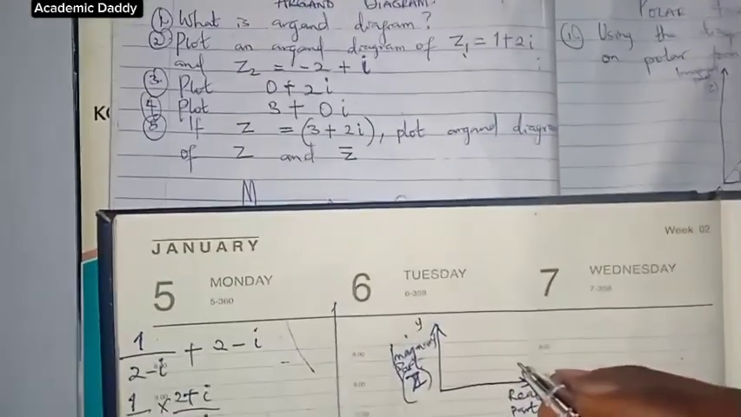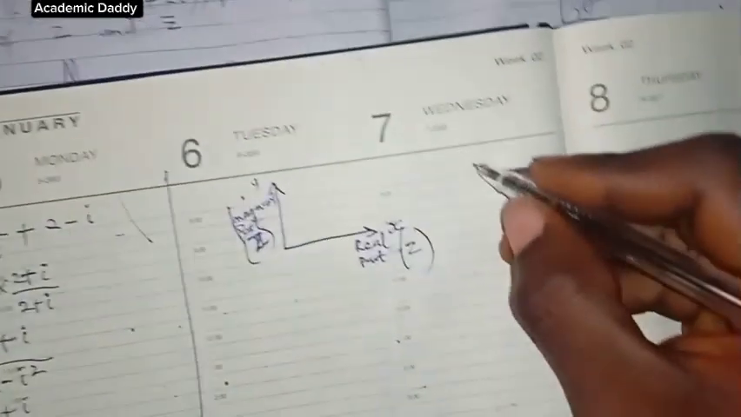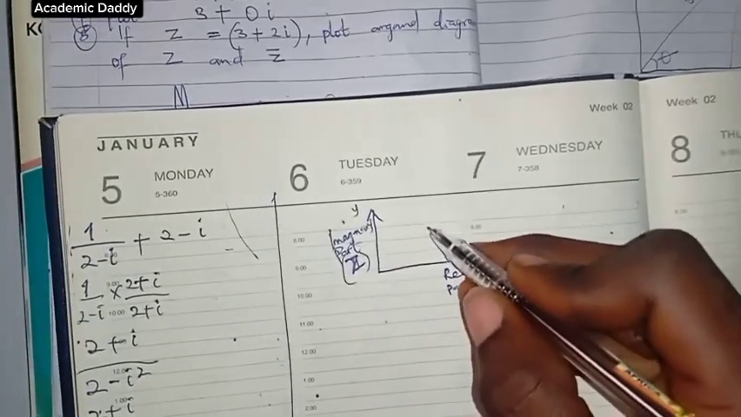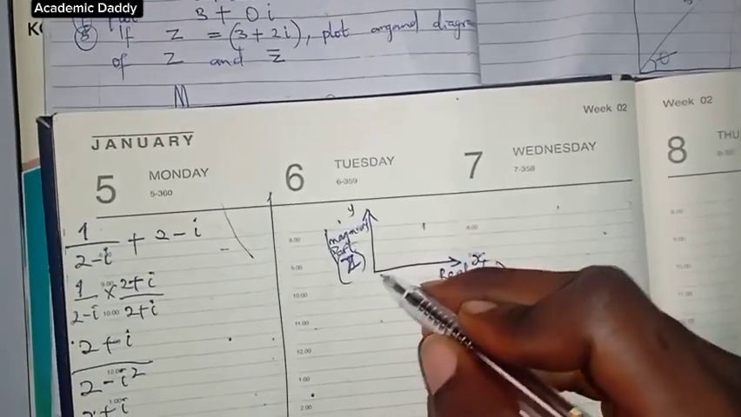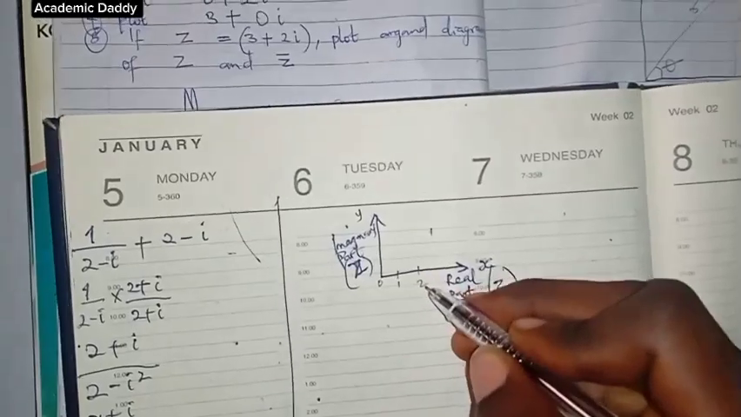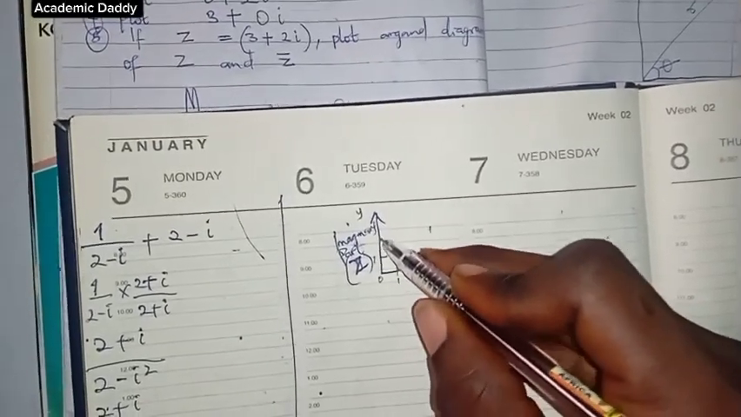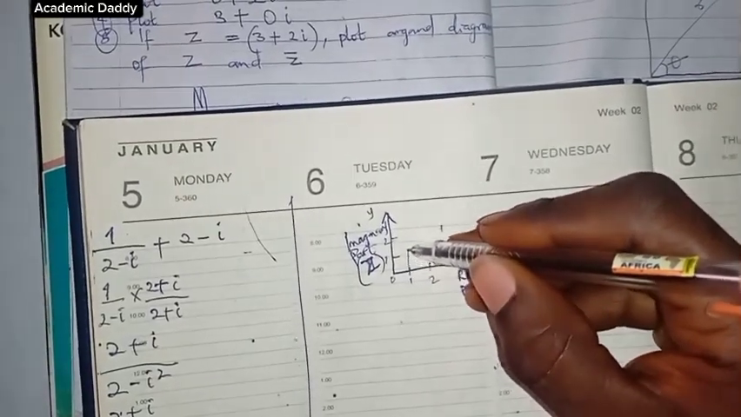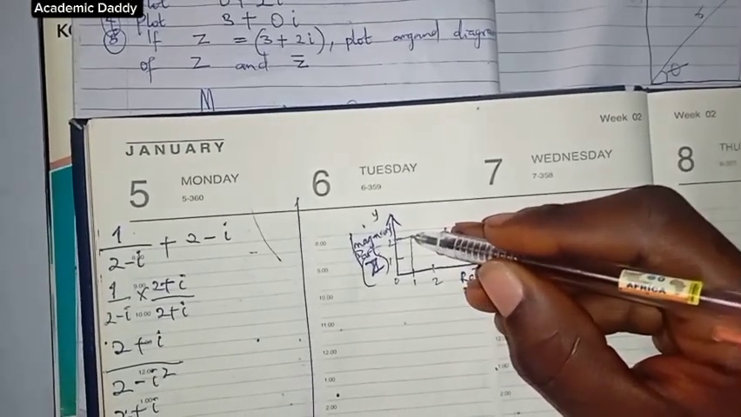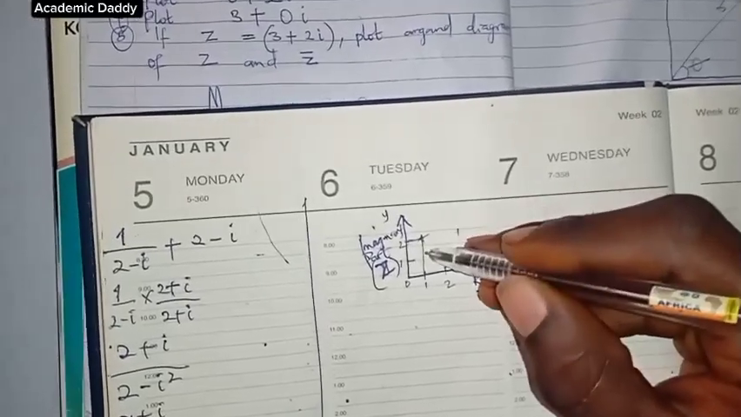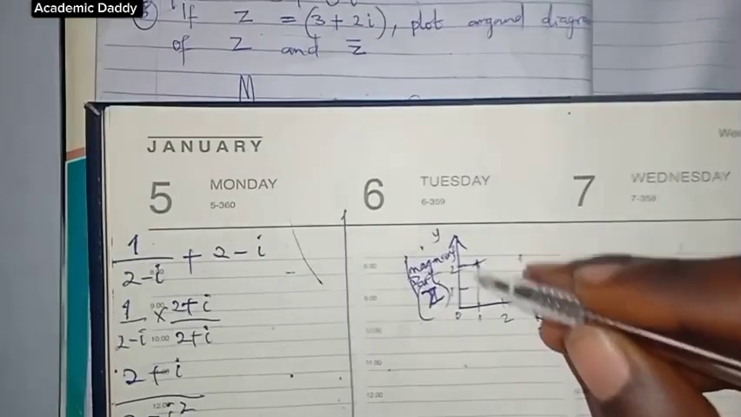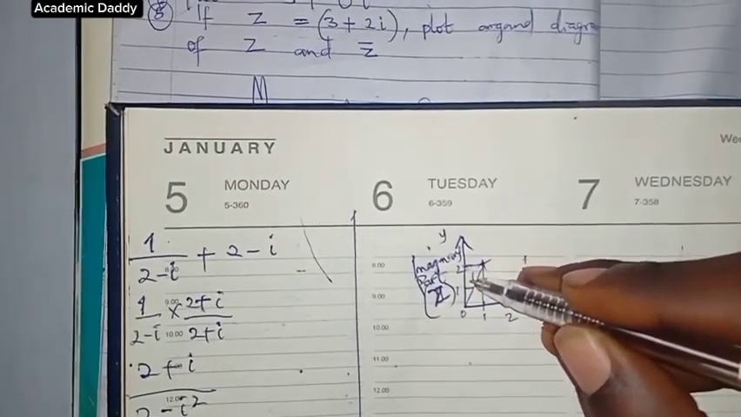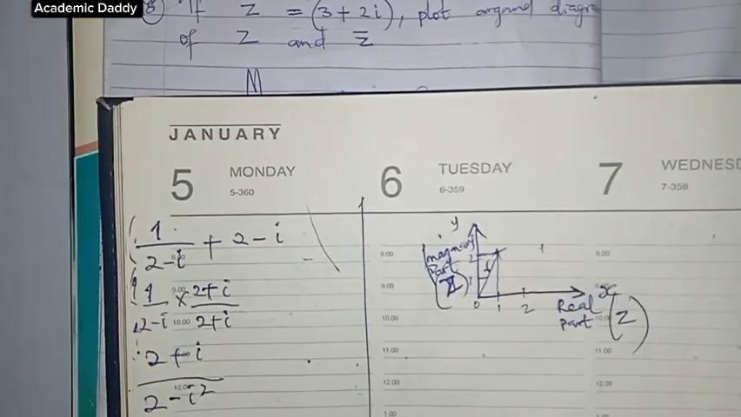Alright, they say we should plot an Argand diagram of z1 equals 1 plus 2i. So what this means is, for example, if I have this as my graph, since everything is positive, it's in the first quadrant. Let's say this is the origin 0, then 1, 2, then 1, 2. On the x part, pick 1, on the y part, pick 2. This is where they meet. As they meet here, there is a line that runs through here. This is what we call the modulus, the r.